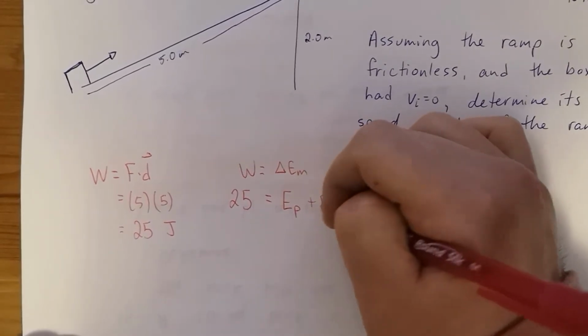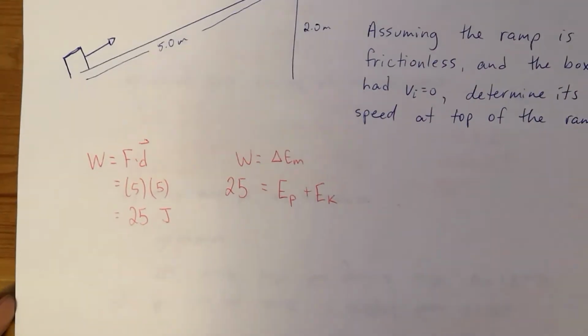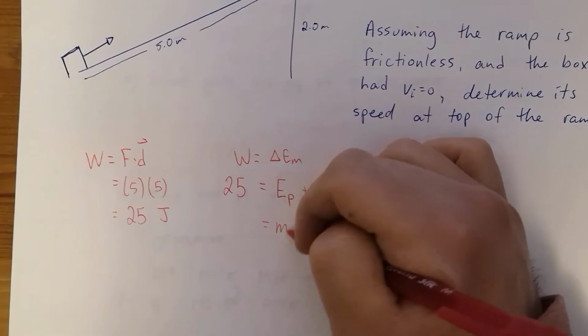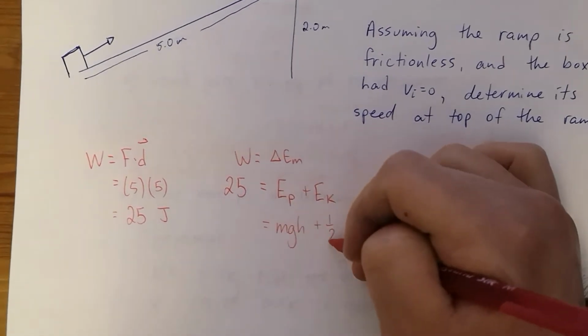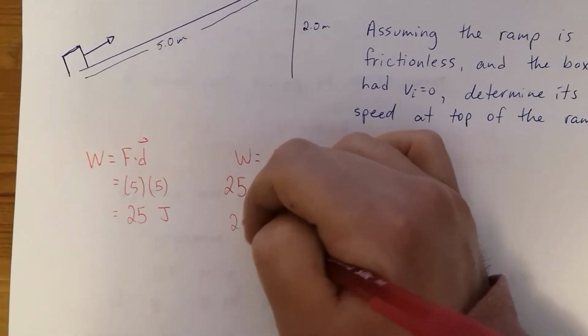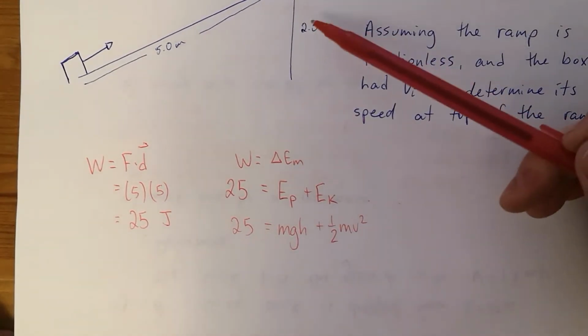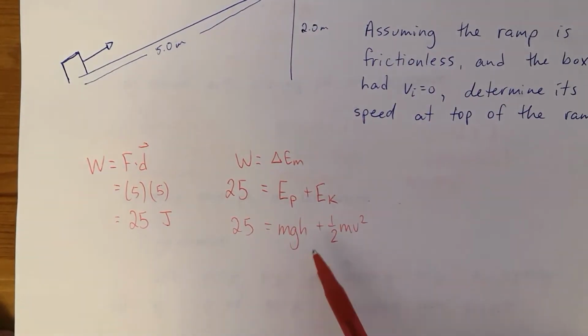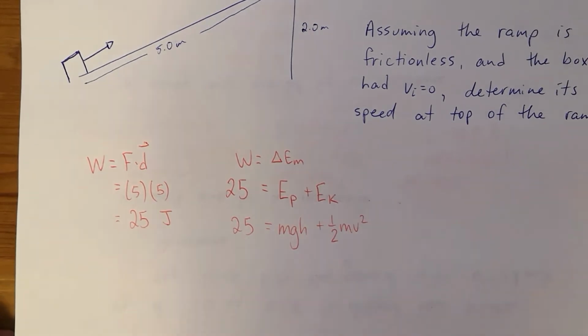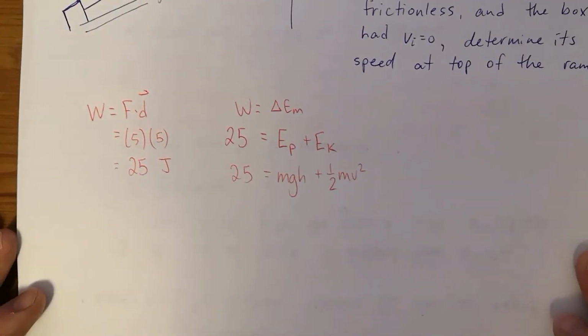So 25 has to be EP plus EK, which is mgh plus half mv squared. Okay, we know h. H is 2. We know mass and g. The only thing we don't know is v, which is what we're looking for.